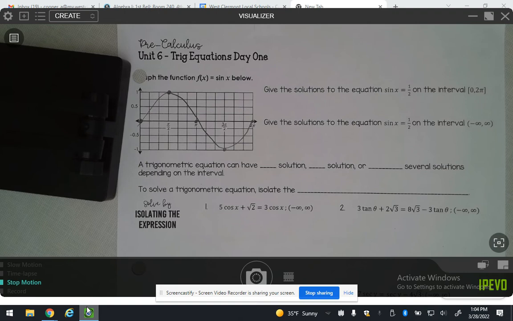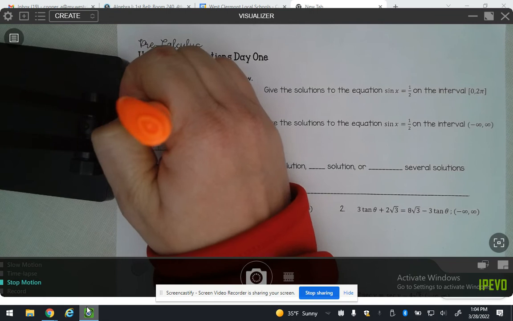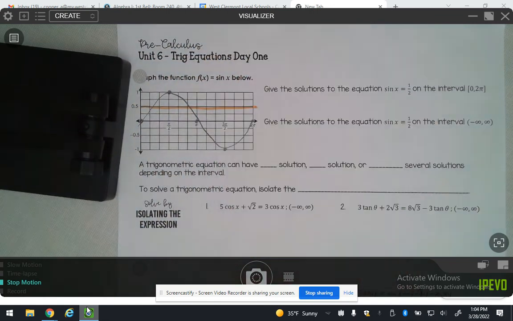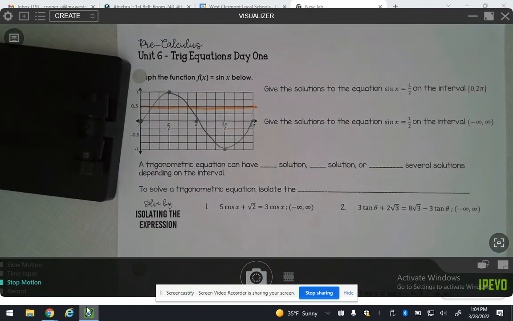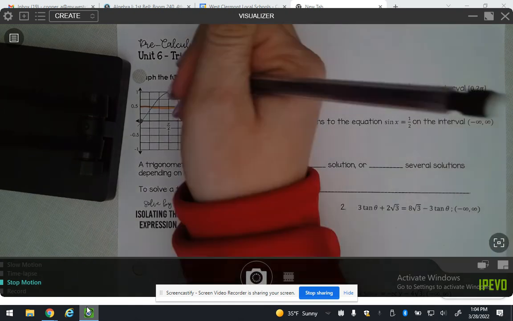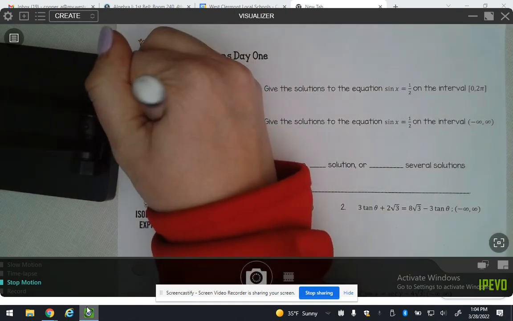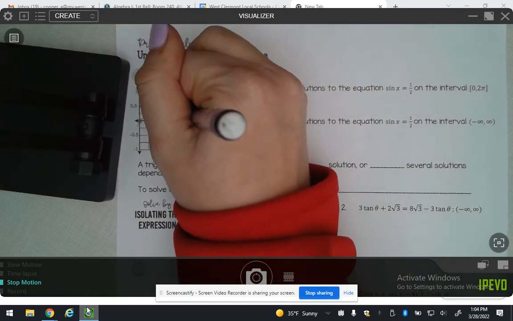Now, this is asking us, so there are some questions that we're going to want to talk about. It says, find the solution where sine of x equals 1/2. So that's right there, correct? How many solutions do we have? 2. When does sine equal 1/2?